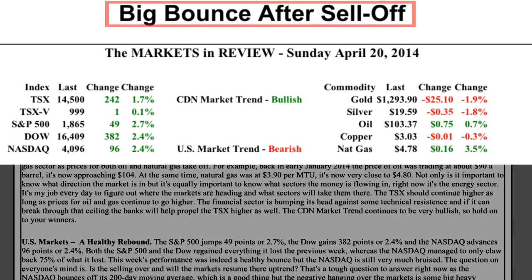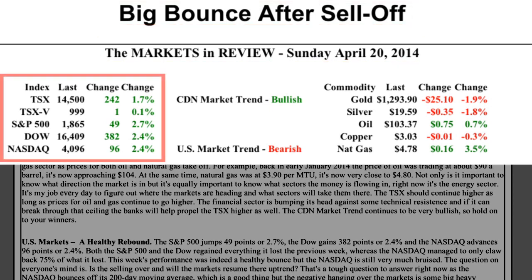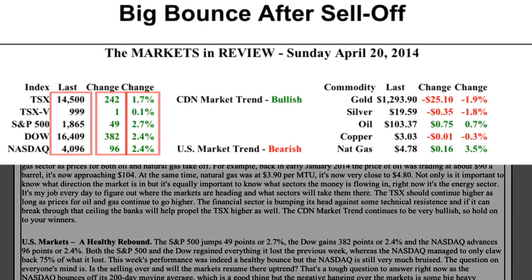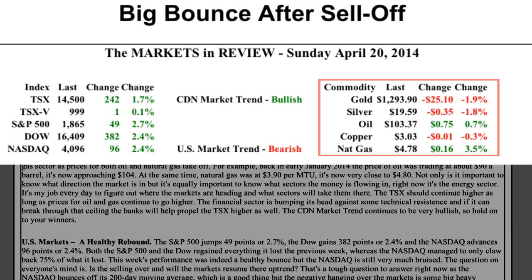This is the title of the newsletter, followed by the date. The weekly closing prices for the Canadian and U.S. markets are displayed here, with gains or losses for the week expressed in points and percentages. The current Canadian and U.S. stock market trends are expressed as bullish or bearish. In this case, the Canadian trend is bullish, while the U.S. trend is bearish. This next section shows the weekly closing numbers for certain commodities, with gains or losses expressed in dollar amounts and as a percentage.